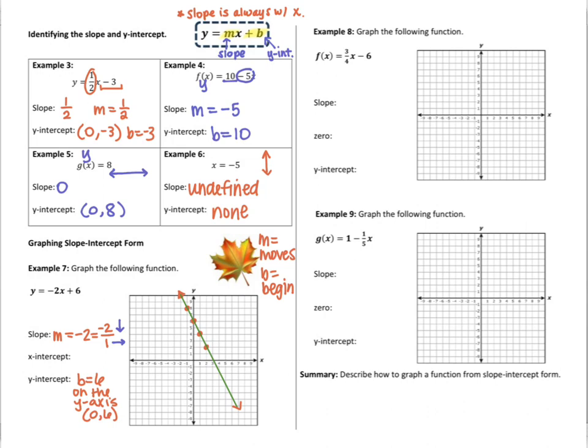On example 8, my slope is 3/4. It's what is in front of the x, and my y-intercept is -6. So I'm going to begin with my b. I have a point at -6, and I'm going to move with my slope. This slope was 3/4 already in rise over run, so I'm going to go up 3 and to the right 4. So from my y-intercept, up 3, to the right 4.